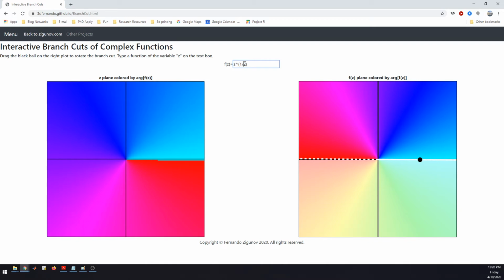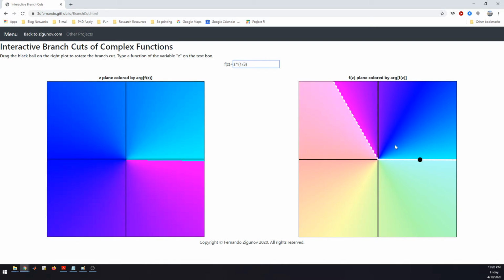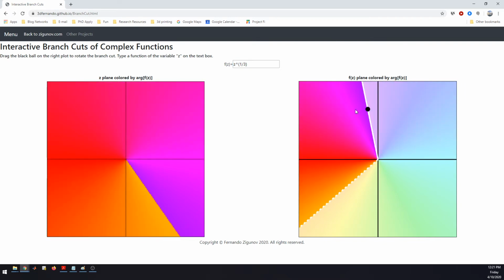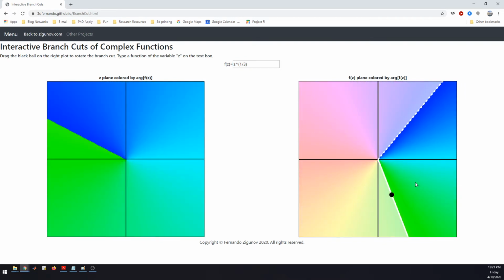So for example, if instead of a power of 1/2, I have a power of 1/3, then I get this 1/3 of the plane, or 120 degrees of the plane, mapped. And as you can see here, the full z-plane now corresponds to a much smaller region in the color space. And of course we can just keep going around the plane and exploring it.